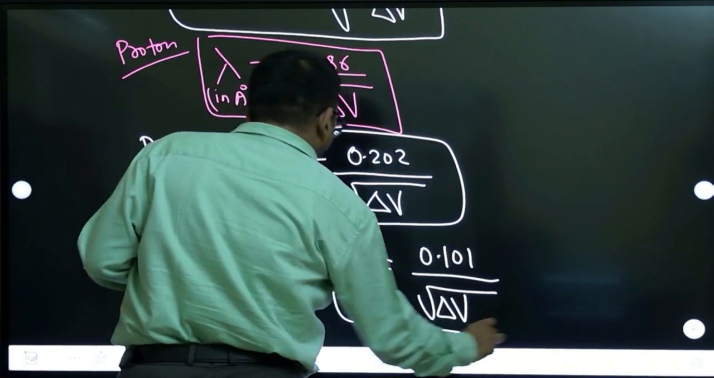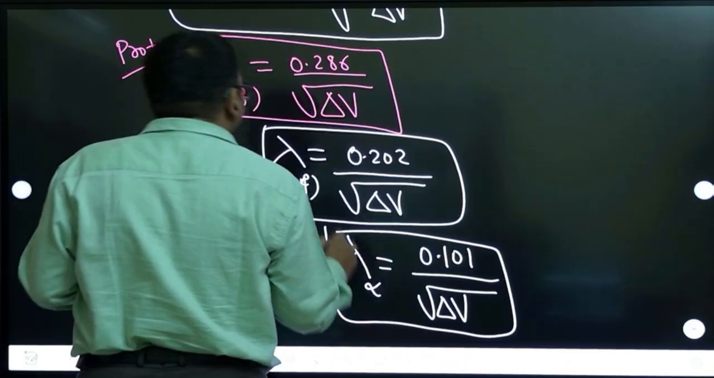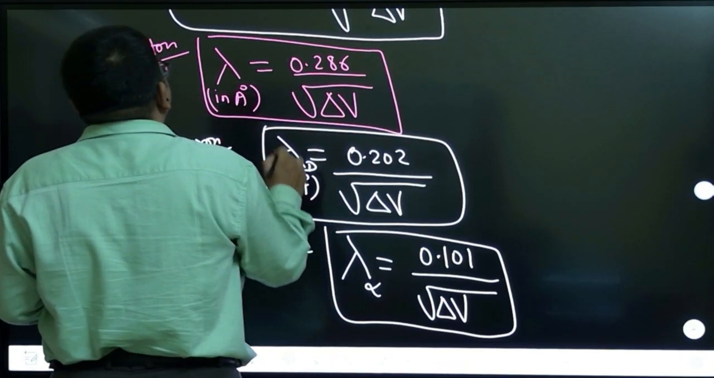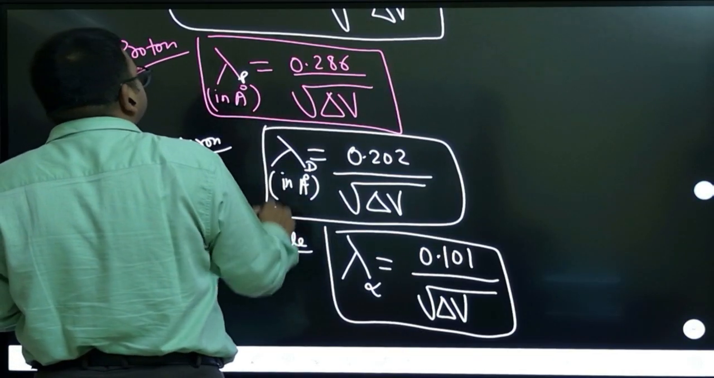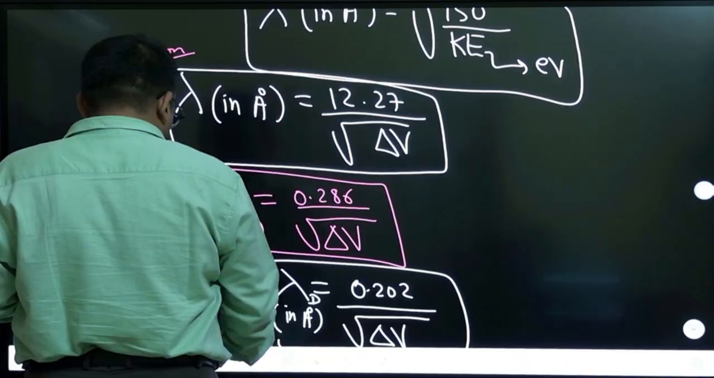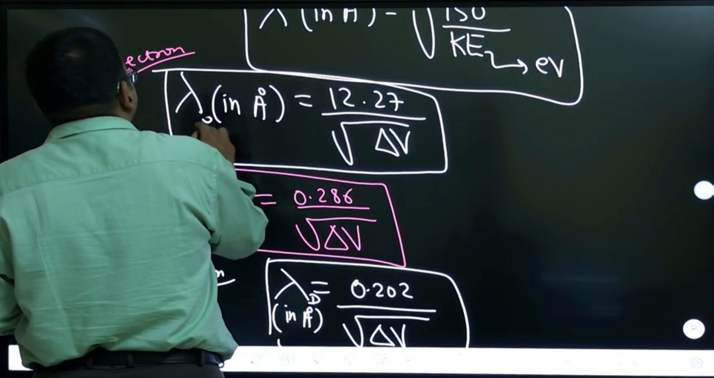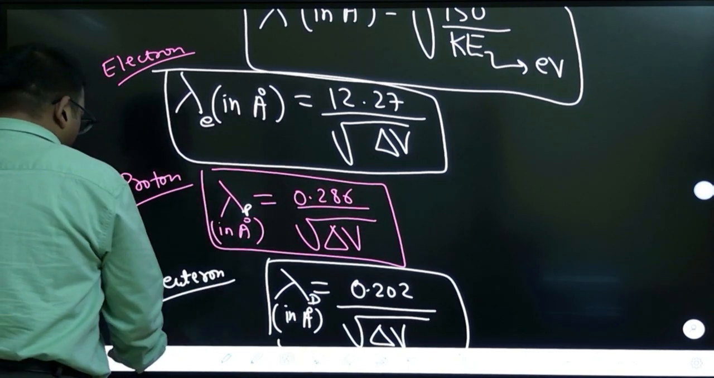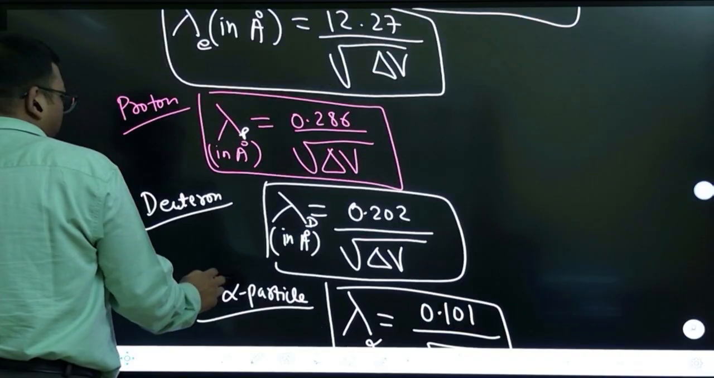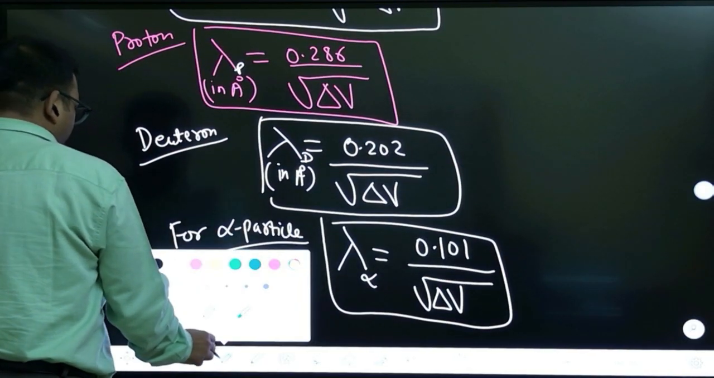Okay. So this is for alpha particle, this is for deuteron, this is for proton, and previously what I have written is for electrons only. All these formulas are for electrons. Better you remember this: this is electron, this is proton, then deuteron, then alpha particles.